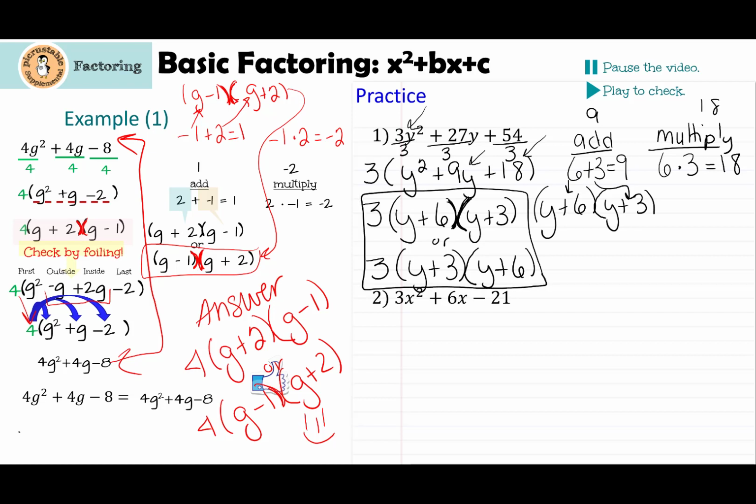That would be the factor form. And I'm going to leave you to FOIL it and to check it. I'm running out of space here, but trust me, it works. Let's look at the next one.